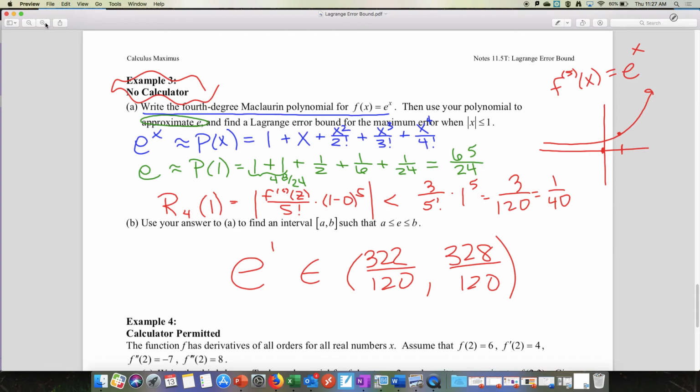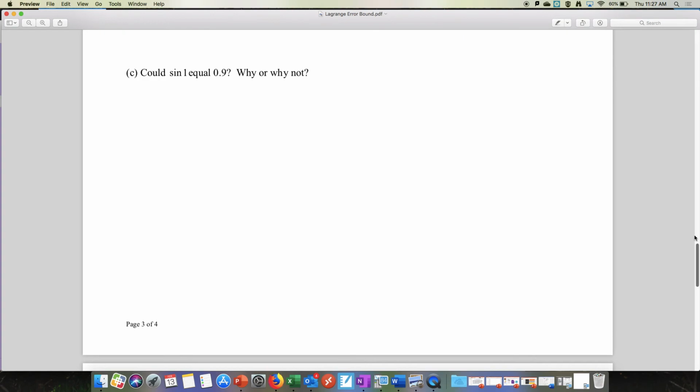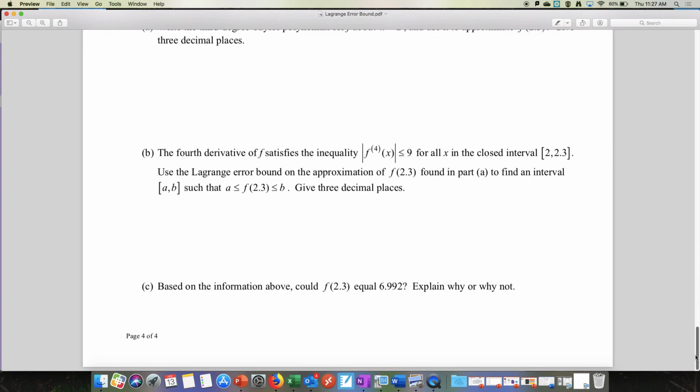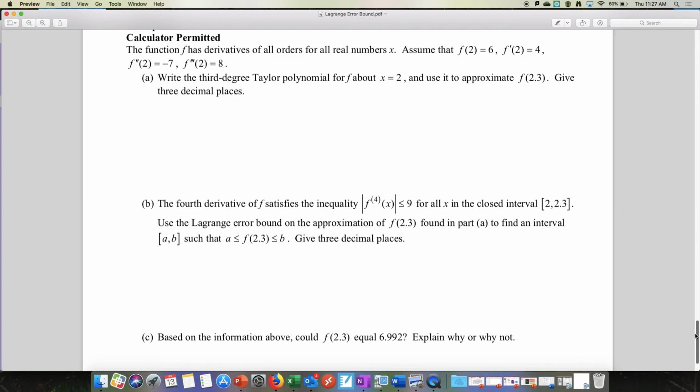Okay, read through example number 4, please. We have until 35. Brain break. It gives you f of 2, f prime of 2, f double prime of 2, and f triple prime of 2. We just add them all together. I would not do that.